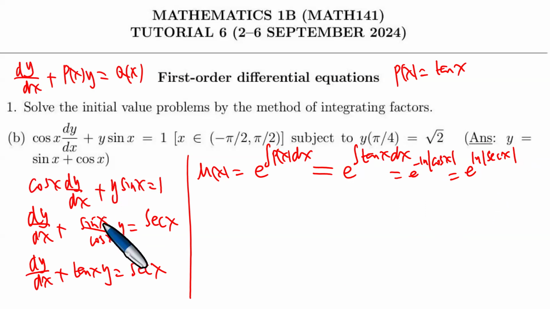So now what are we able to achieve out of this? What are we able to get out of this? Okay, this becomes the integrating factor. It relates to the secant on the right.